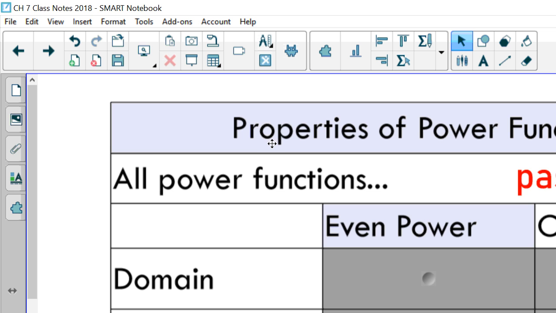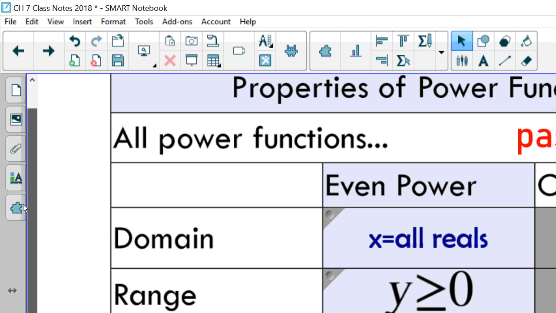The domain of an even power, so those are your parabolas, would be x equals all reals. That should be review. And then the range would be y is greater than or equal to 0. Again, review. Greater than or equal to 0 will always be true because your power functions go through 0, 0. Symmetry should also be familiar. That will be reflection symmetry over the line x equals 0, or the y-axis.